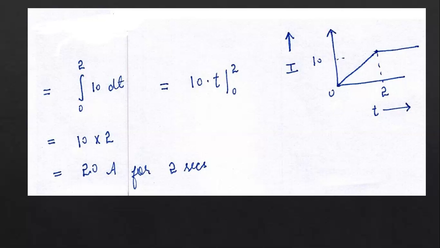The current waveform is 10 into t, so the line will be increasing from 0 to 20 for 2 seconds, and beyond 2 seconds it will be 20 ampere, and before 0 seconds it will be 0. I hope this numerical is clear to you. If you have any doubts, please ask in the comments.